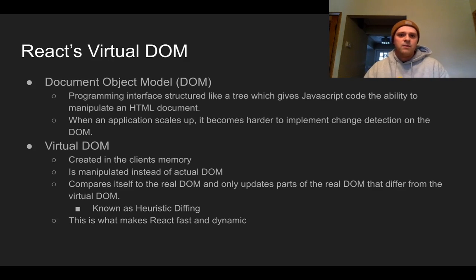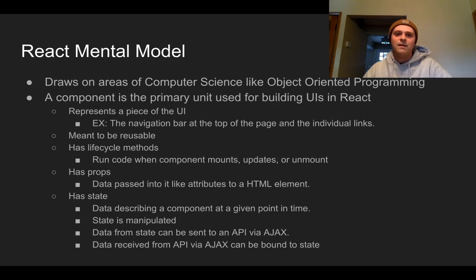React uses this concept known as the virtual DOM, and a DOM is essentially a programming interface structured like a tree, which gives JavaScript the ability to manipulate HTML. When an application starts to scale up, it can be pretty difficult to implement change detection, so that's where the use of the virtual DOM comes in. It's created in the client's memory, and it is manipulated instead of the DOM, and then it compares itself to the actual DOM and only updates parts of the DOM that need to be updated, which is known as heuristic diffing. This is what makes React very fast and dynamic.